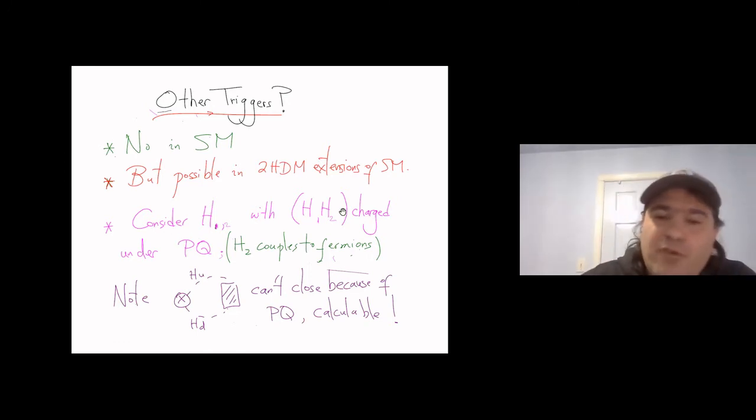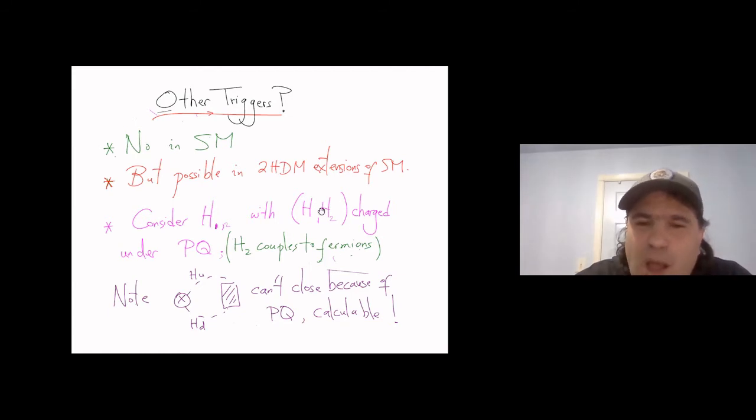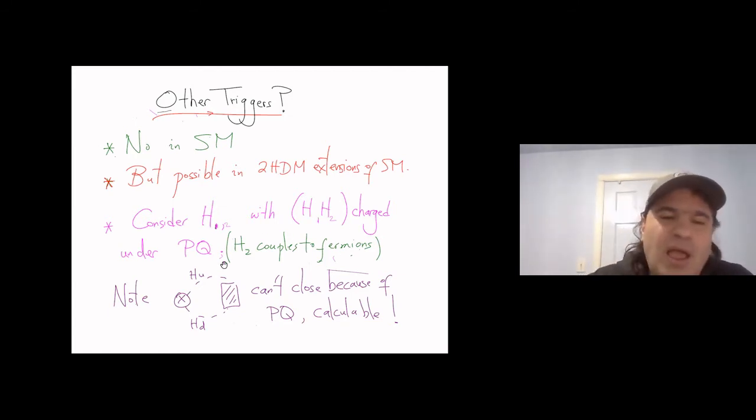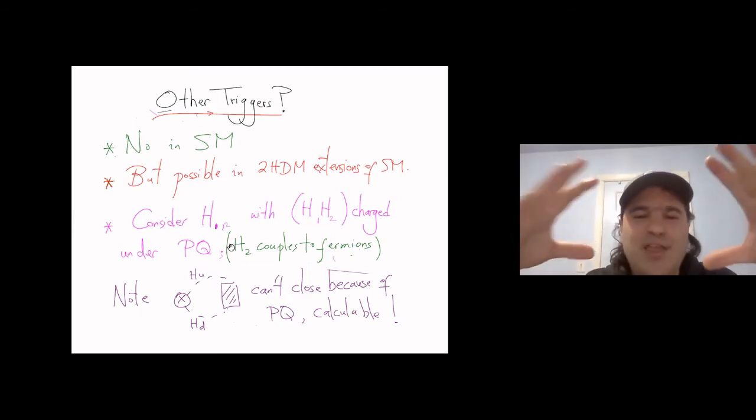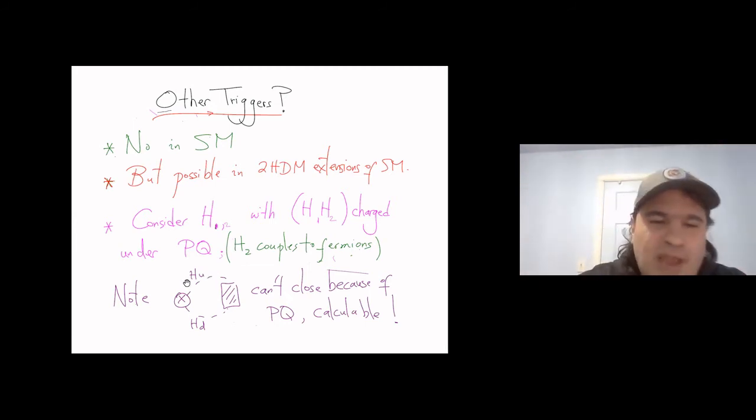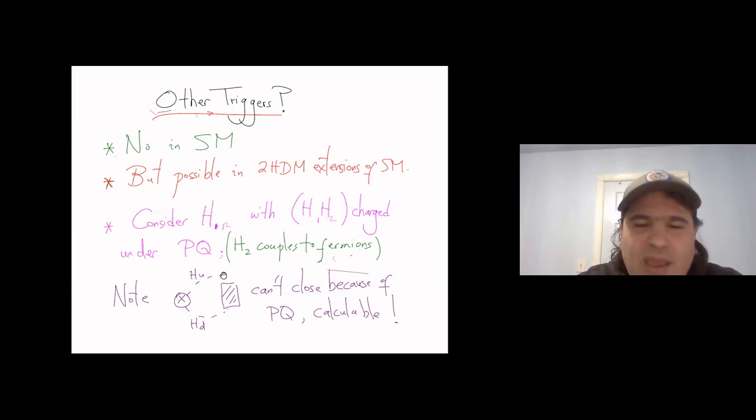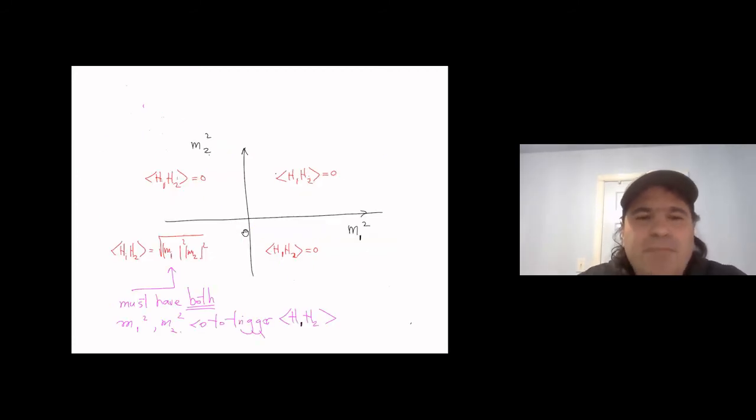For phenomenological safety, we'll say that H2 couples the fermions and H1 does not. Now in this picture, I can ask: what is the expectation value of H1 H2? Sorry, I called them H_U H_D here; it should be H1 H2. Well, I can't close this loop because of exactly the Peccei-Quinn symmetry, so I don't have the same issue that I had before. Therefore, the expectation value of H1 H2 is actually calculable.